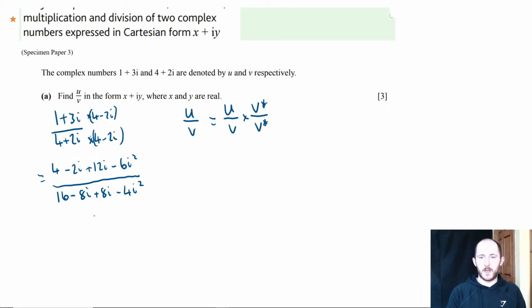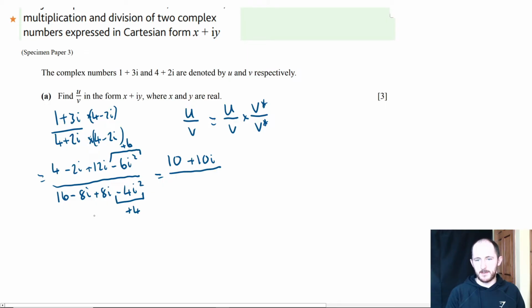Okay, so if we look at these separately, i squared is minus 1 times minus 4, so that would be plus 4. This would be plus 6. So now we can simplify. We have 4 plus 6 on the top, so that would be 10. Minus 2 plus 12 is also 10i. Over 16 plus 4 is 20. And that's it, actually, it's just 20, so I'll put that more in the middle.